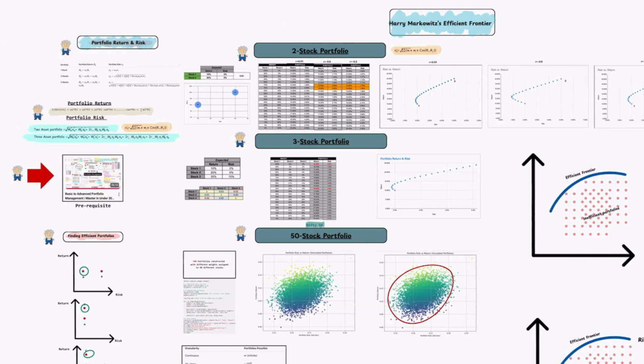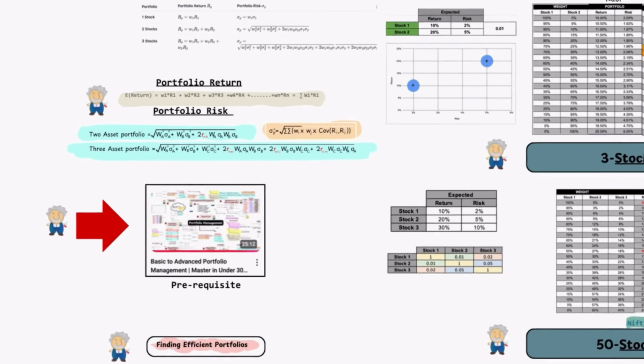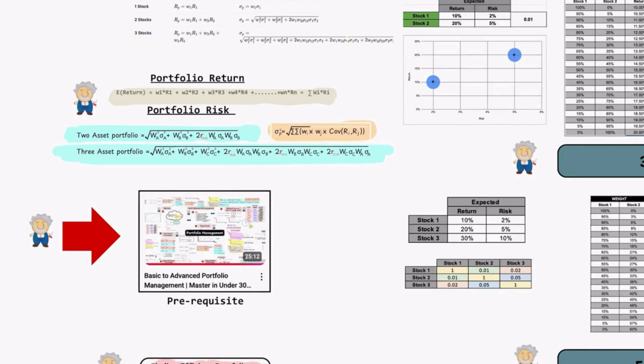Today, we'll try to understand Sir Harry Markowitz's Efficient Frontier. In the last session, we concluded that the return of a portfolio is the weighted average of the return of all the stocks in the portfolio. But the risk of the portfolio is not a weighted average. Rather, it follows a non-linear formula.